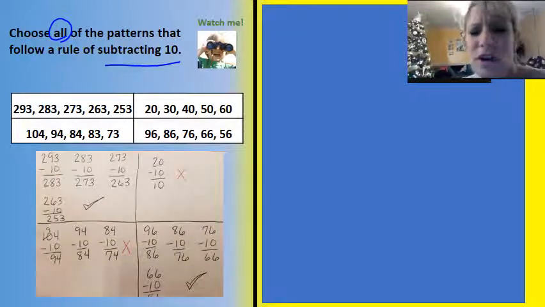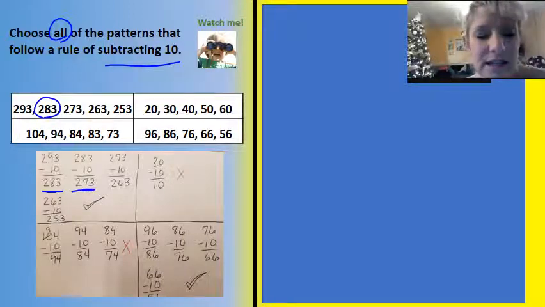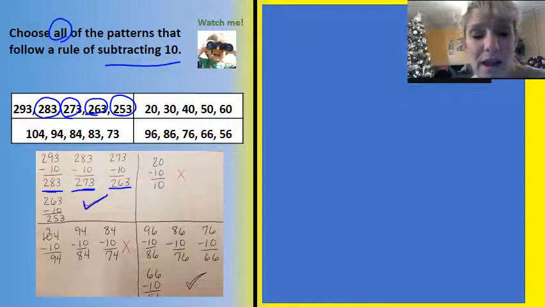I started with 293. I subtracted 10. That gave me 283. Notice that's the next number right there. Then I took that 283, I subtracted 10. That gave me 273. That's the number right there. I took 273, subtracted 10, got 263. Took 263, subtracted 10, and I got 253. So then I said, you know what? That one does follow the pattern.